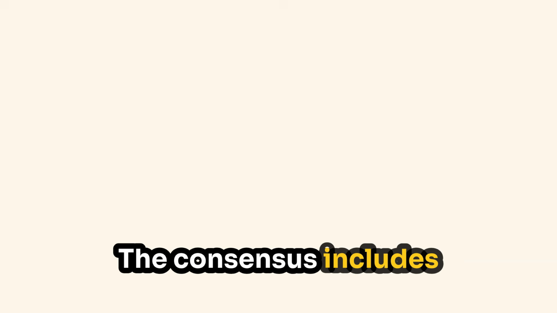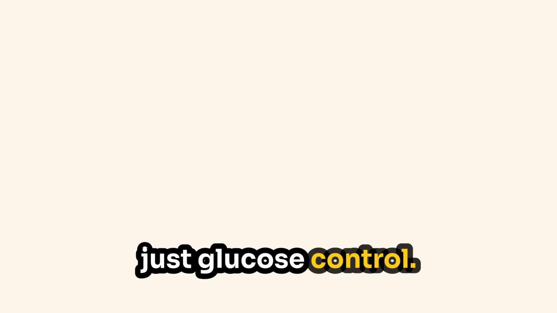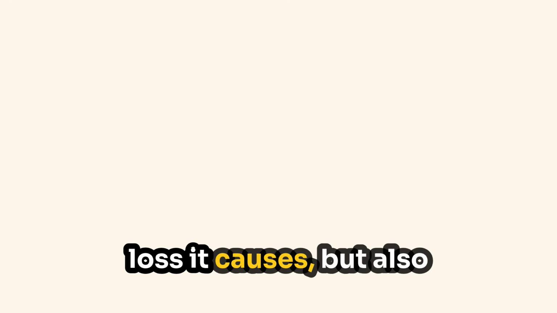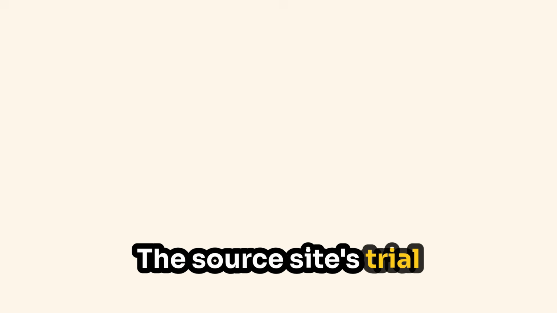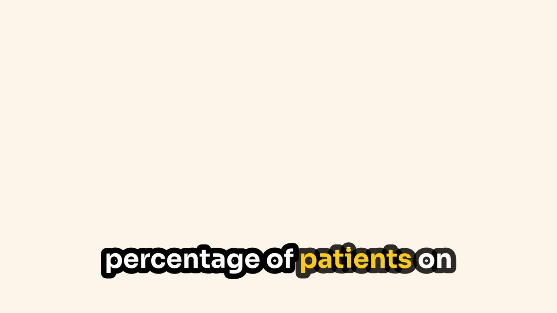The consensus includes injectable semaglutide, Statement 10, among the promising agents, going a bit beyond just glucose control. There's definitely accumulating evidence showing it has some ability to prevent MASLD progression and potentially even induce regression of fibrosis. This is likely mediated significantly through the substantial weight loss it causes, but also perhaps through direct effects on inflammation and insulin sensitivity.